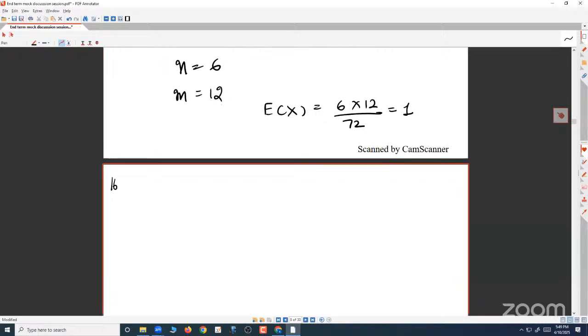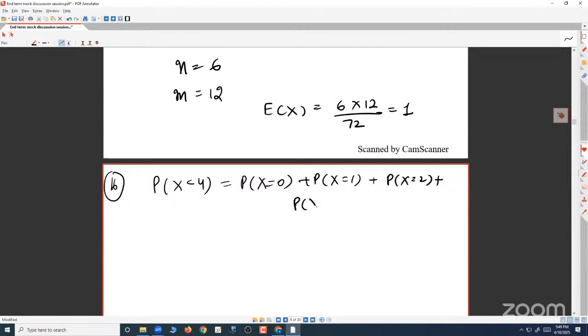Probability of x less than 4. Probability that x is less than 4 is basically the probability that x equals 0, plus the probability that x equals 1, plus the probability that x equals 2, plus the probability that x equals 3, right? Now, what is this value?